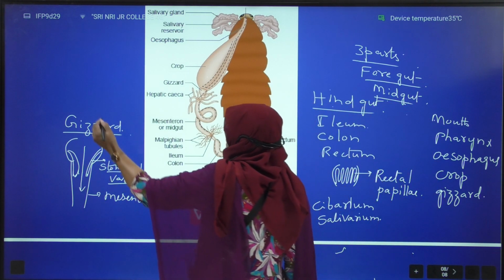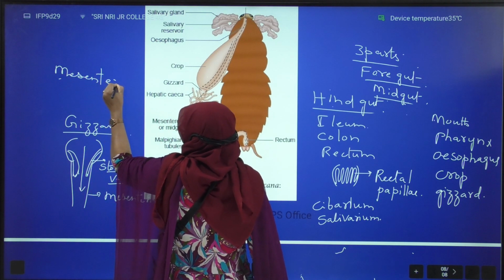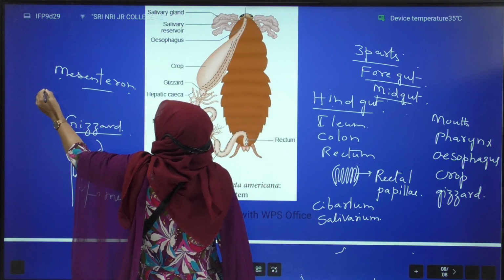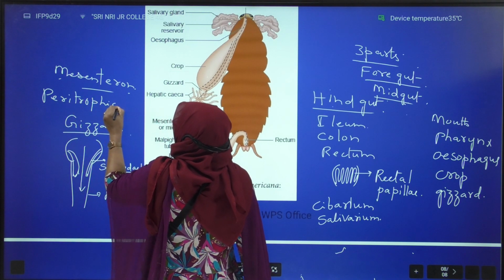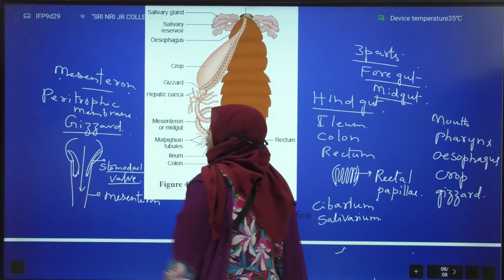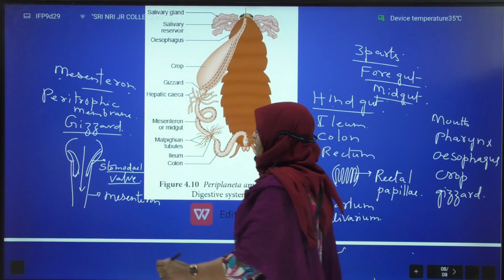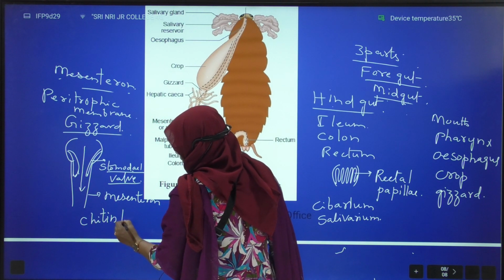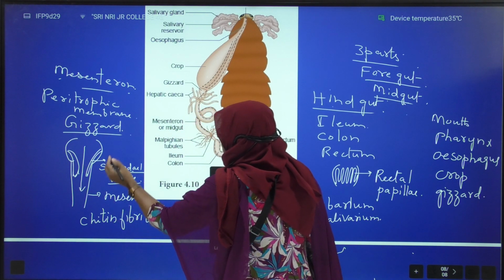Next, in the mesenteron, a porous membrane is present. It is called peritrophic membrane. A porous membrane which is formed from the mesenteron is called peritrophic membrane. This peritrophic membrane is a porous membrane made up of chitin fibrils in a glycoprotein matrix.